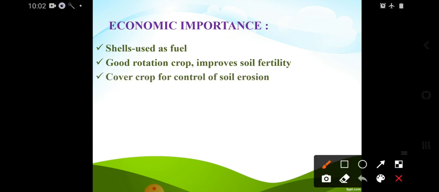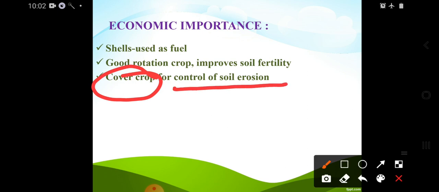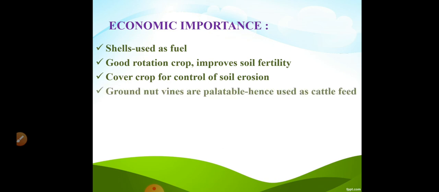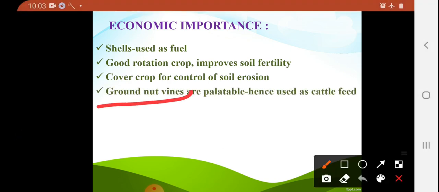See, this groundnut is also called a cover crop. Due to its smothering growth habit, it controls soil erosion, or it avoids direct impact of rainwater or raindrops on the soil surface. So ultimately, it controls soil erosion because of its growth habit. That's why this crop is also called a cover crop. Next, groundnut vines are palatable to the animals. That's why we can use them as fodder for the cattle.